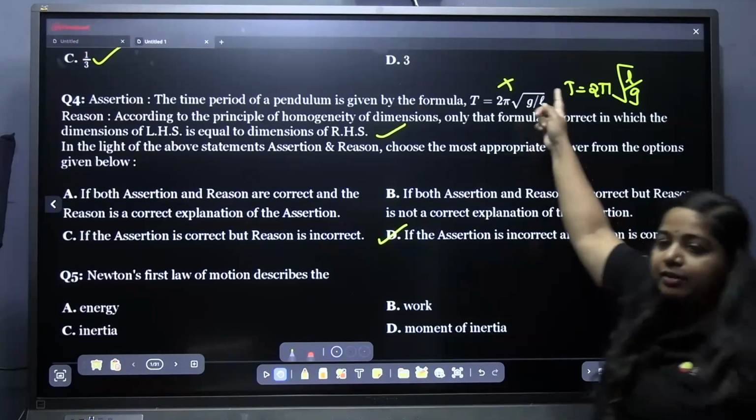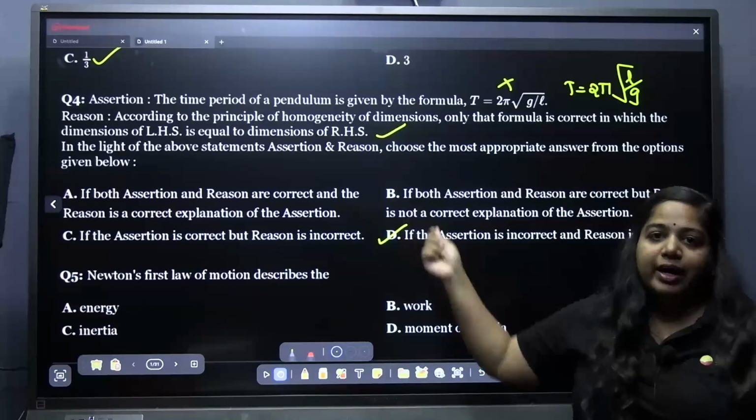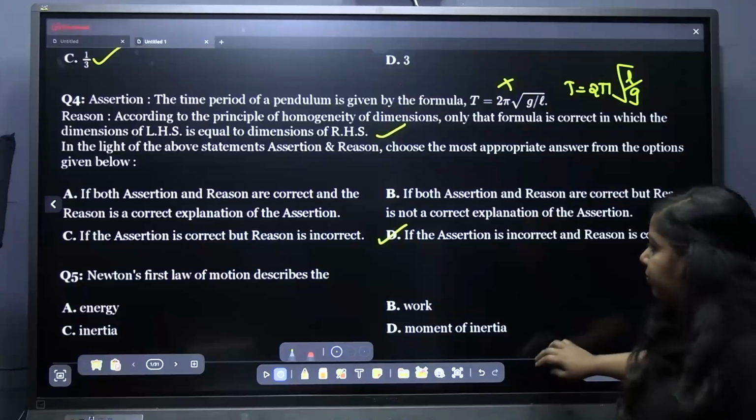So two ways: either if you know the formula you can directly apply that, or if you don't know the formula, check the dimension on LHS and RHS.